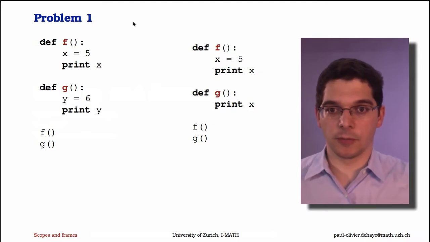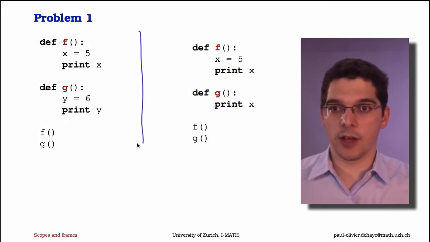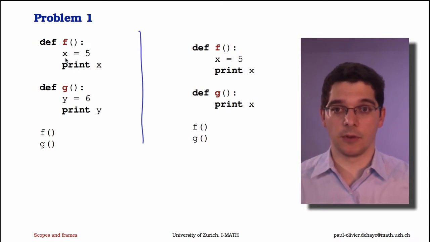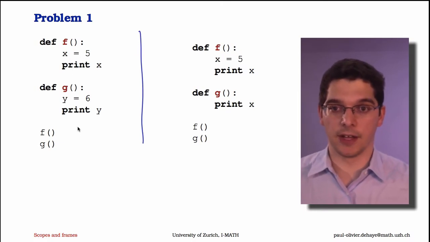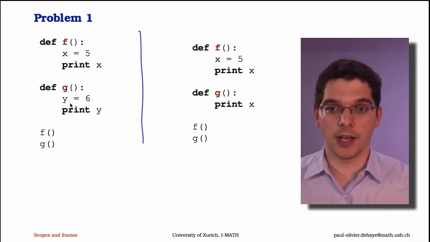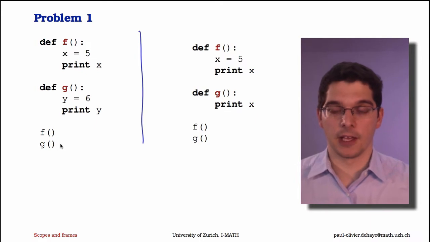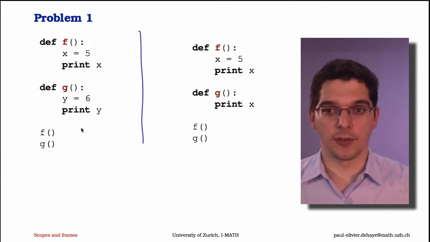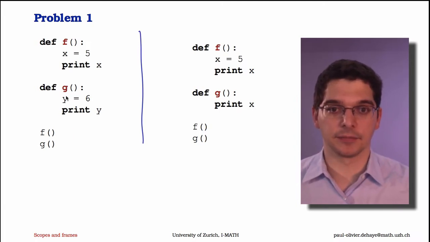So here are two different programs, and on the left you have f, a function that has a variable inside called x. So there is some assignment here, x equals 5. And here you have a variable y that has value 6, and you print y inside of g. And you execute f and you execute g. Okay, so I think things are fairly simple, and they will almost certainly work the way you expected. If you execute this, you will print 5, then 6.